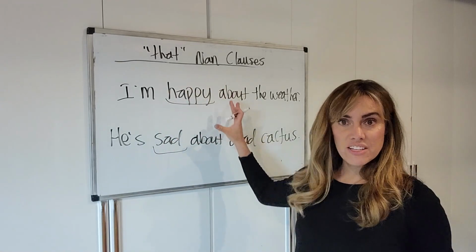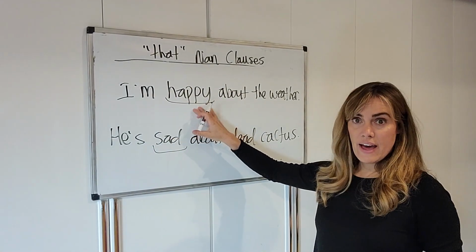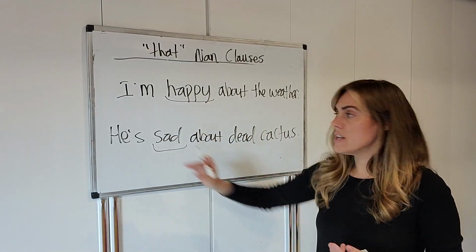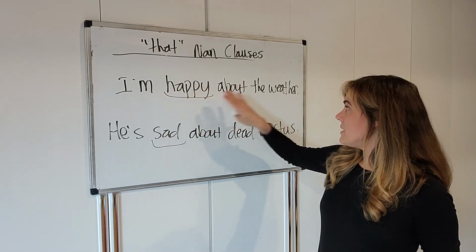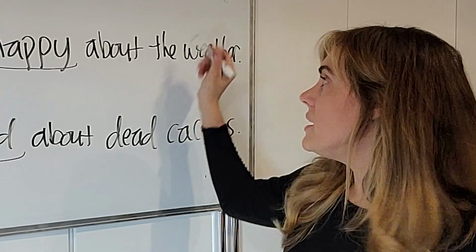So let's look at that. Okay, so here we have some adjectives. I'm happy. Happy describes how someone feels. He's sad describes how someone feels. I'm happy about the weather.